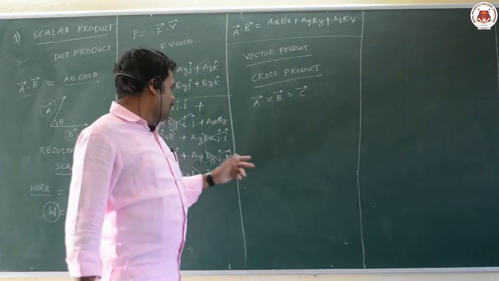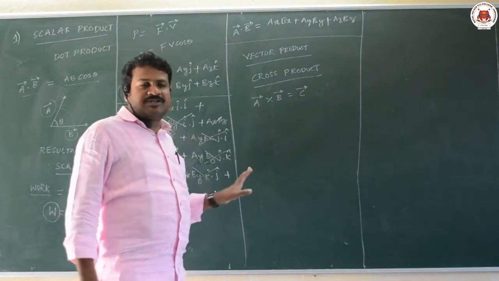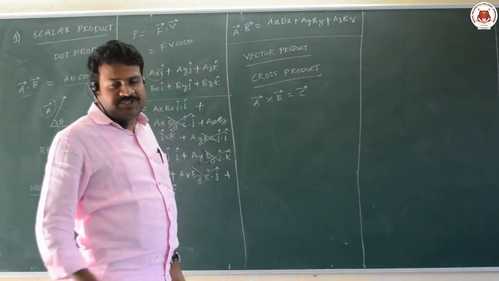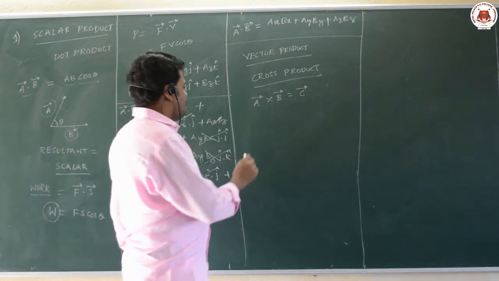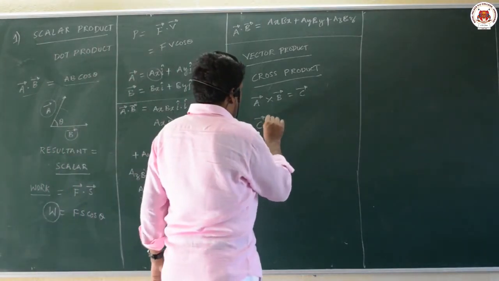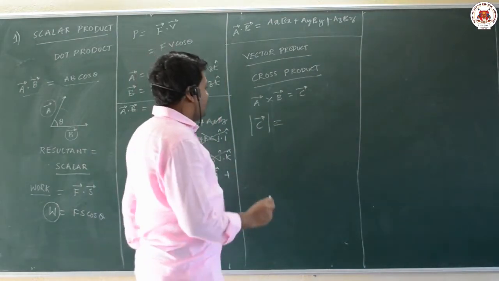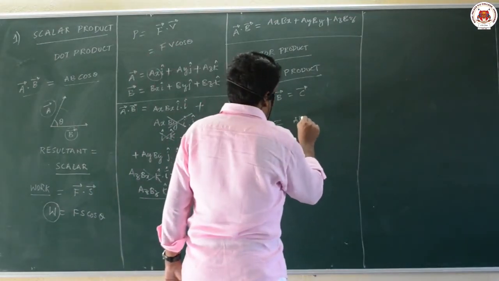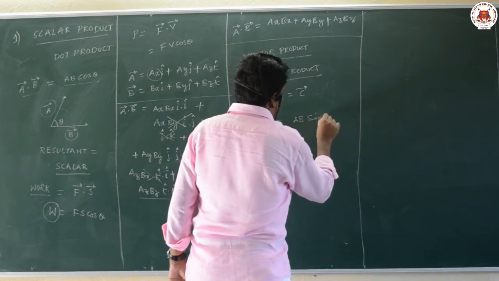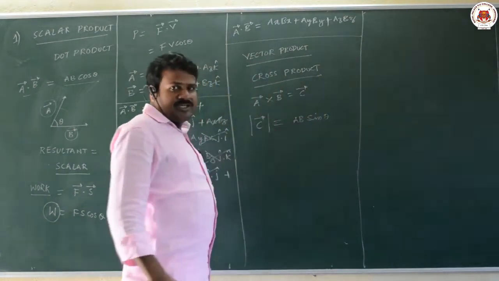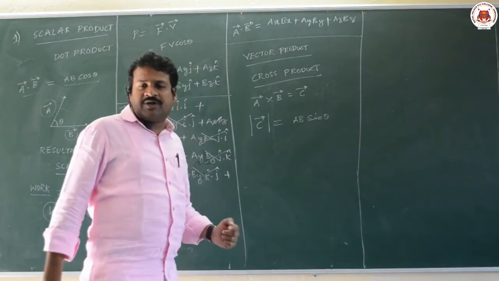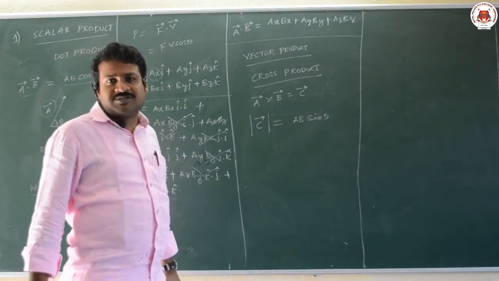If you multiply two vectors, here you got scalars, here you got vectors. That is called vector product. The magnitude of c bar is equal to what you can write? AB sin theta. So cross product can be defined as the product of magnitude of two vectors and sine of the angle between them.